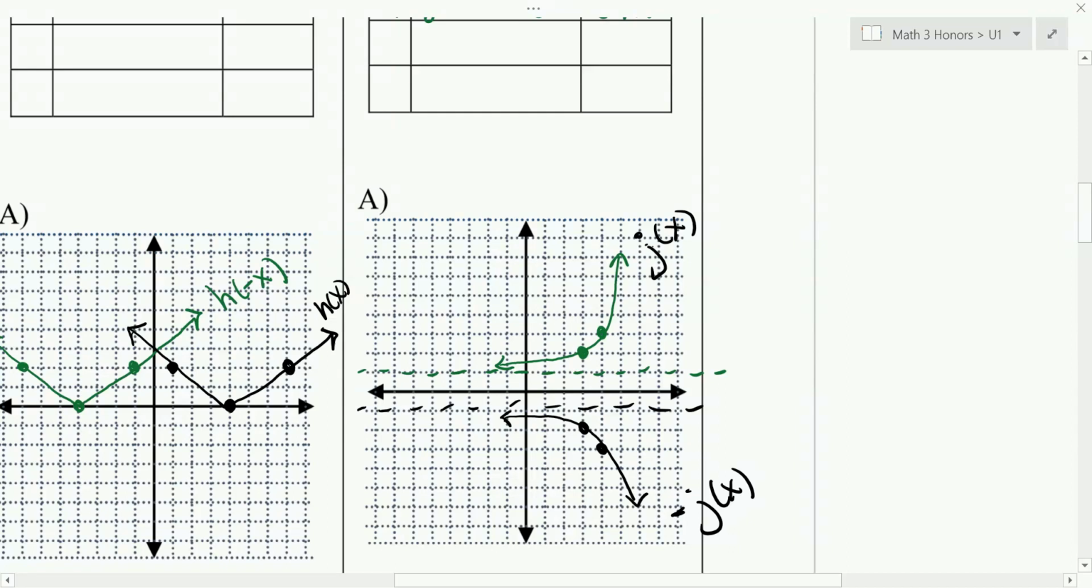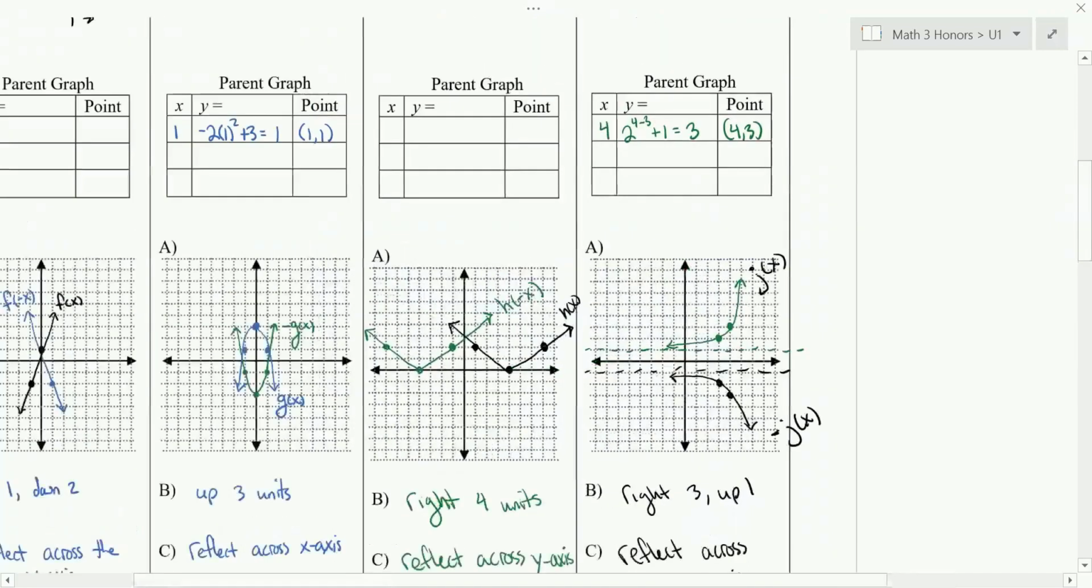Did that help, Ava? Okay. Which part got confusing? Oh, the flip. So you're good with the hard stuff. It's just the reflection part. Okay. All right. So from there.